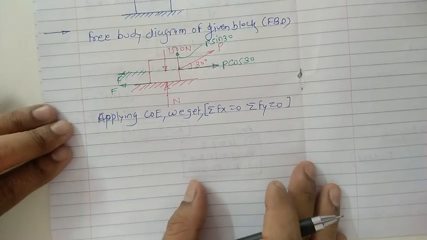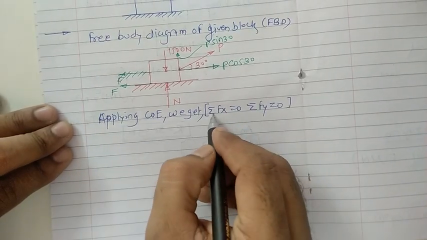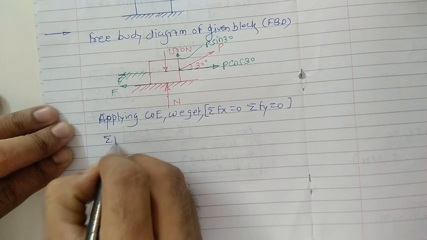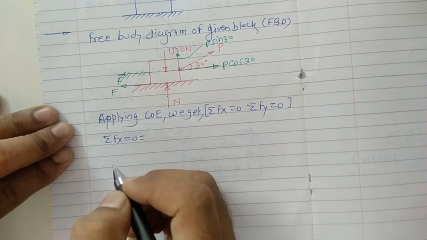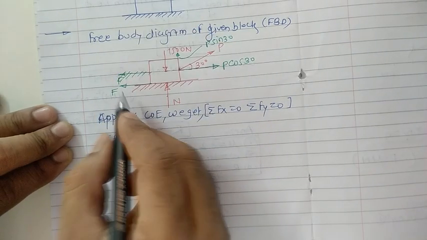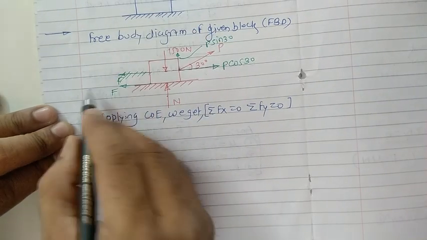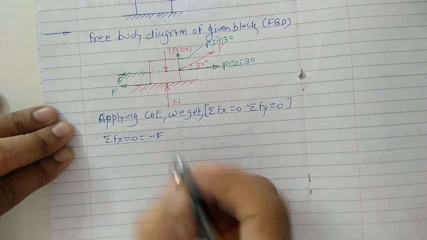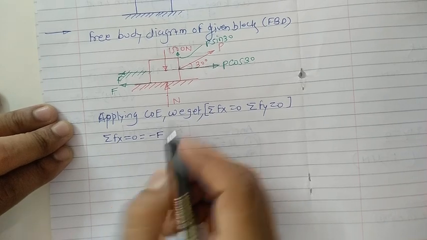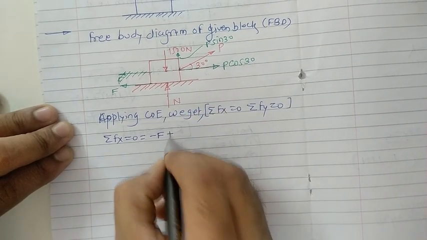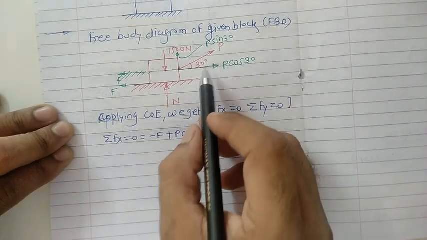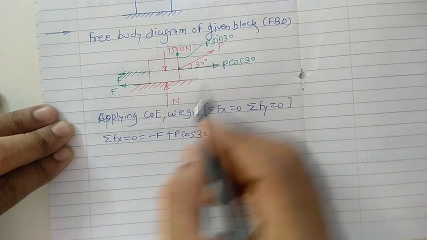Now focus only on the horizontal forces. Summation of all the forces along the horizontal direction must be equal to 0 for the equilibrium condition of this block. This force is running towards the negative side, so just consider this force as minus. So minus F is written here. Then what about this one? This force is running towards the right direction, so consider this force as positive. So P cos 30 in this way. Only two forces are with us, and those two forces we have considered.